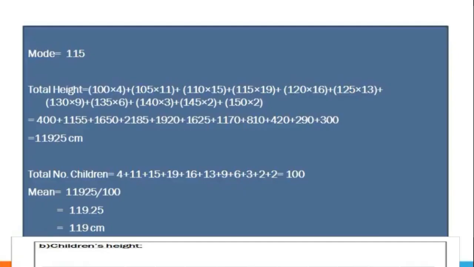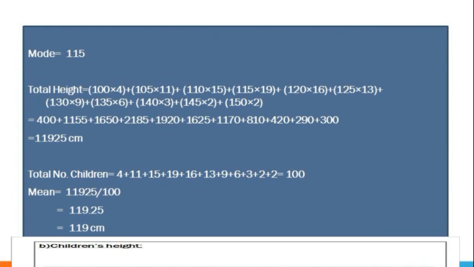Now come to the next example. Now calculate the mean for children's height. There are children of different heights and the number of children according to that. So 4 children have 100 centimeter height, 11 have 105 centimeter height. So there are different numbers of children and they have different heights.